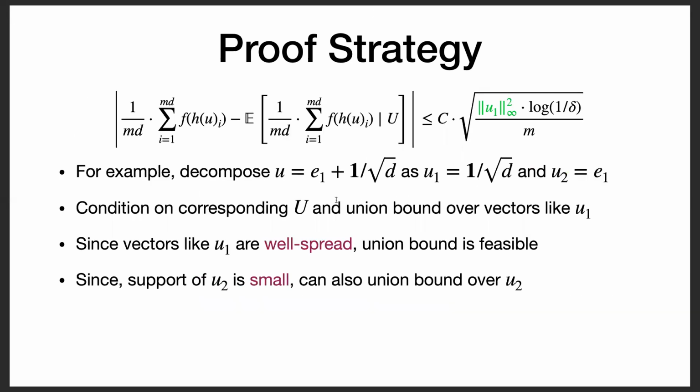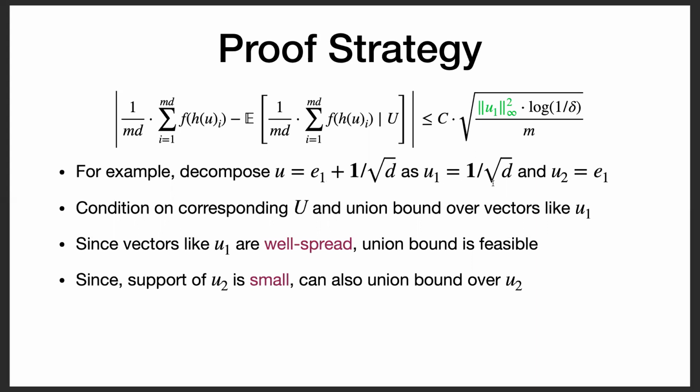So how would we use this inequality for the example that we saw before, which is the sum of the first standard basis vector and the scaled all ones vector? We're going to decompose it as the sum of the well-spread component, which is a scaled all ones vector, and a really concentrated component, which is the first standard basis vector. And we're going to condition over the variables that belong to the support of U2, so that belong to the support of the first standard basis vector.